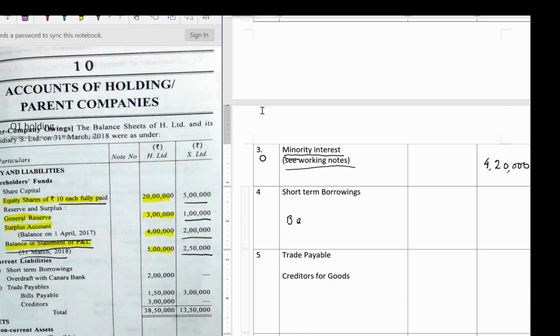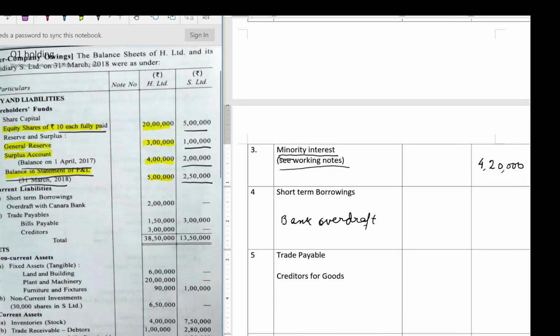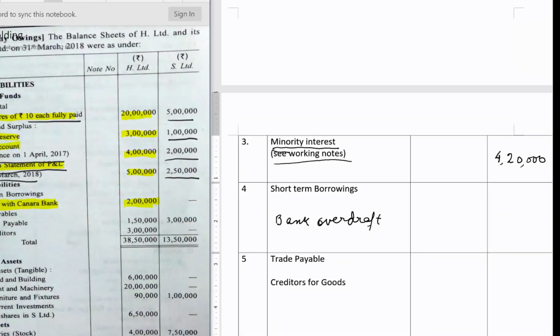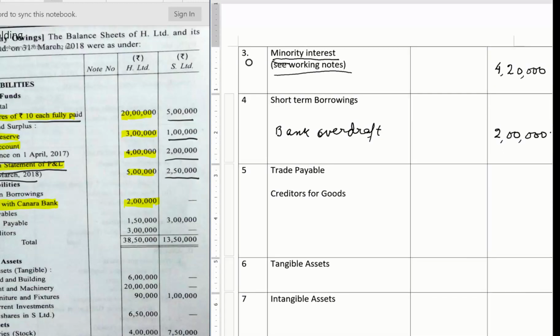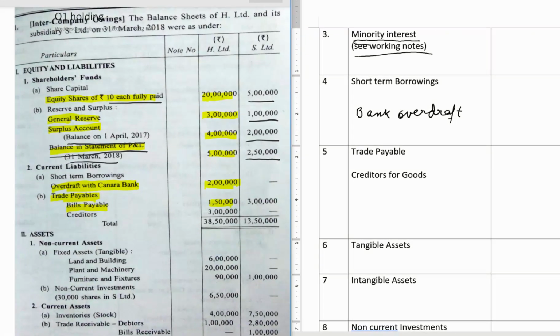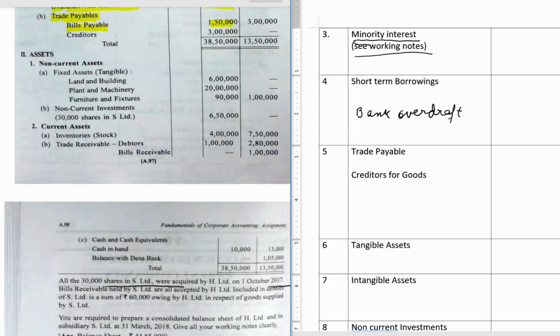Note number 4, short-term borrowings. Bank overdraft. The question says overdraft with the Canara Bank, 2 lakhs. Note to the account number 5, trade payables.